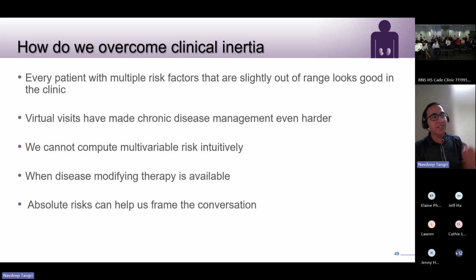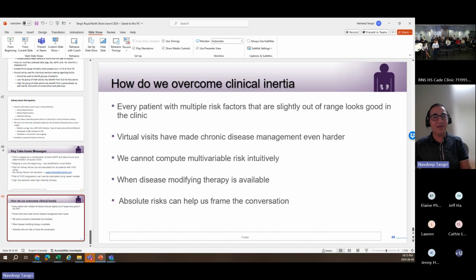And to me, when disease modifying therapy is available, when highly effective 4-pillar disease modifying therapy is available, absolute risks can help us frame the conversation. It can help us have an intelligent discussion of benefits, risks, costs, individualized to the person in front of you, not to 1,000 person years, not to a box in the heat map, and not to a recommendation in the guideline. It can make it front and center directly to the person you're speaking with. So with that, I'll wrap up and happy to take questions.